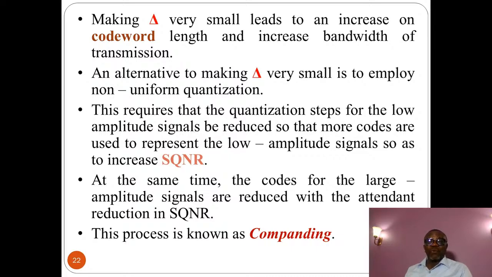This requires that the quantization steps for the low amplitude signals be reduced so that more codes are used to represent the low amplitude signals so as to increase the signal quality to noise ratio. At the same time, the codes for the large amplitude signals are reduced, with attendant reduction in signal quality to noise ratio. This process of doing non-uniform quantization is called compounding.